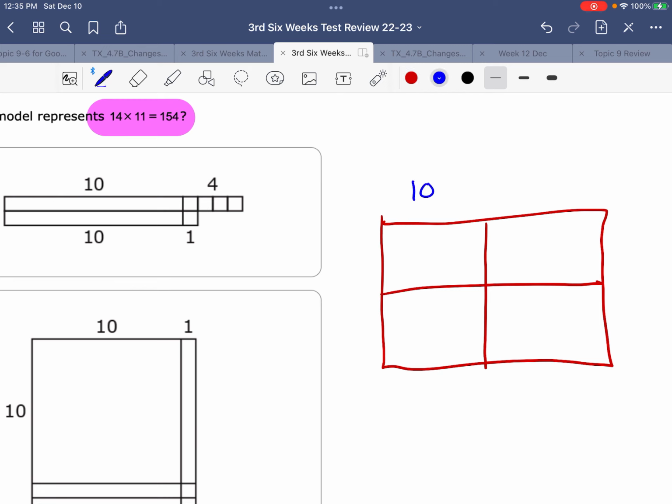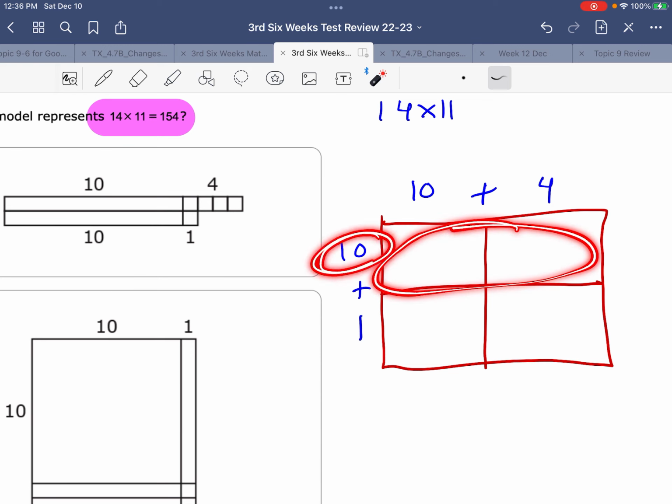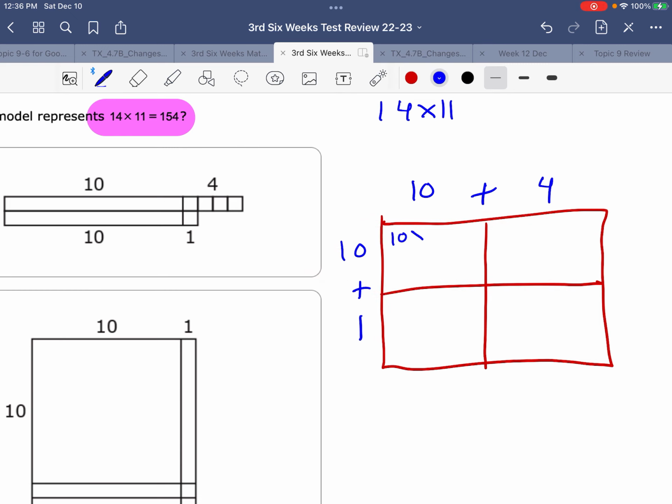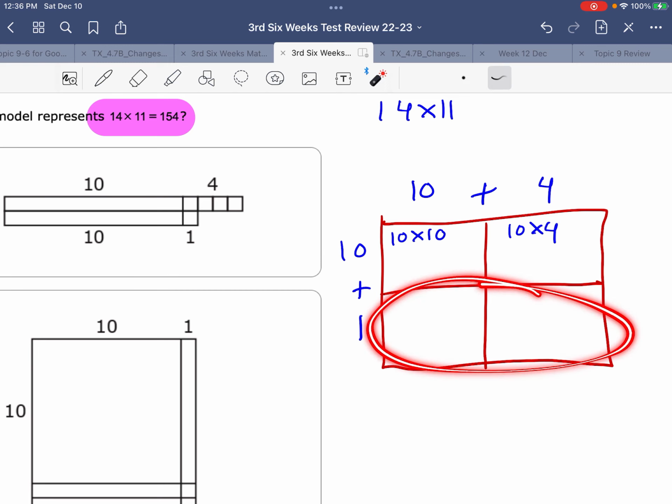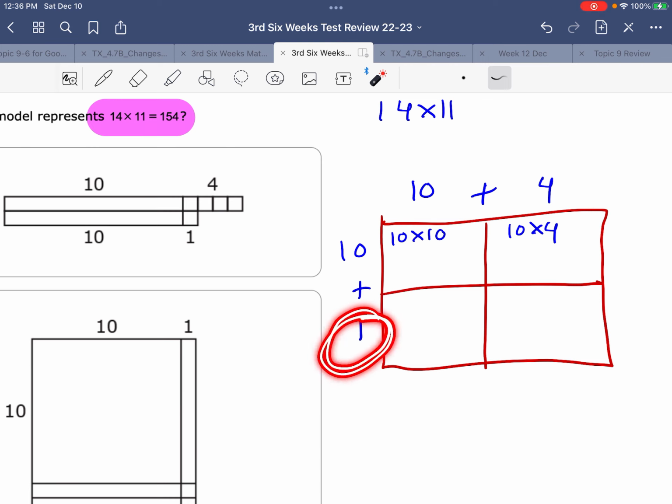So I have 10 plus 4, because I got 14. And I have 10 plus 1, because I'm multiplying 14 times 11. Reviewing, make sure on the top you're only multiplying with this 10. We're not using this 1. So I'm doing 10 times 10, 10 times 4. Now when I get to the bottom two squares, I will use the 1. I'm not using the 10. So I'm doing 1 times 10, 1 times 4.